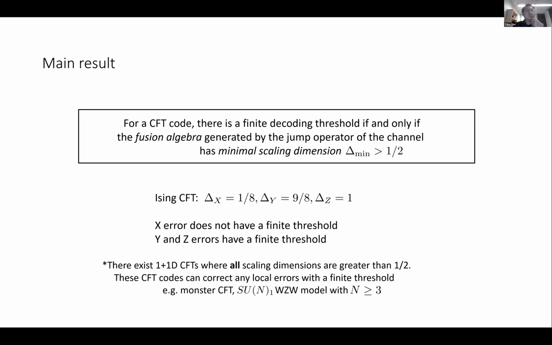Actually, yeah, you either have the 3 jump operators or a linear combination between them. You can have x plus y if you want. I see. So the property of the jump operators depends on the microscopic details of the CFT, not only the universal data of the CFT. Is it correct? Yes. I see.